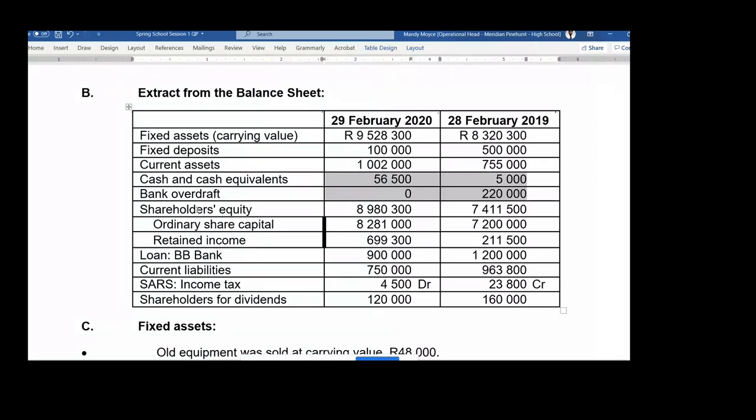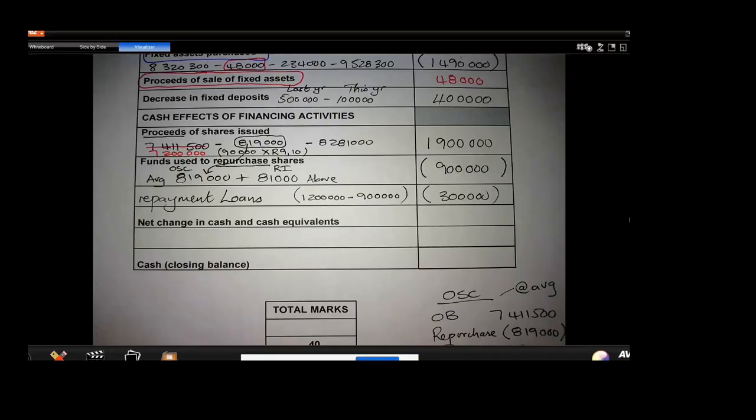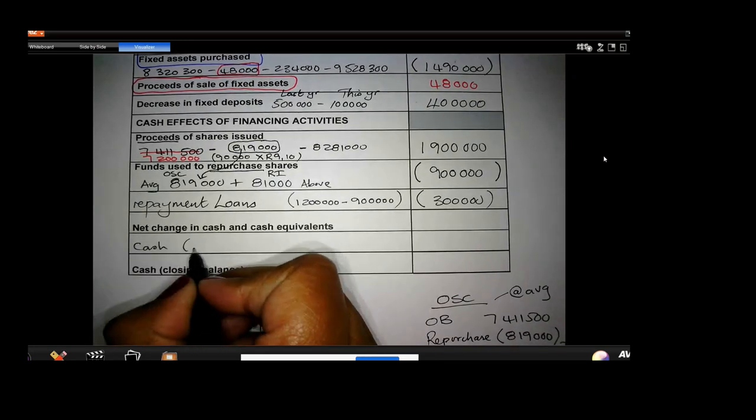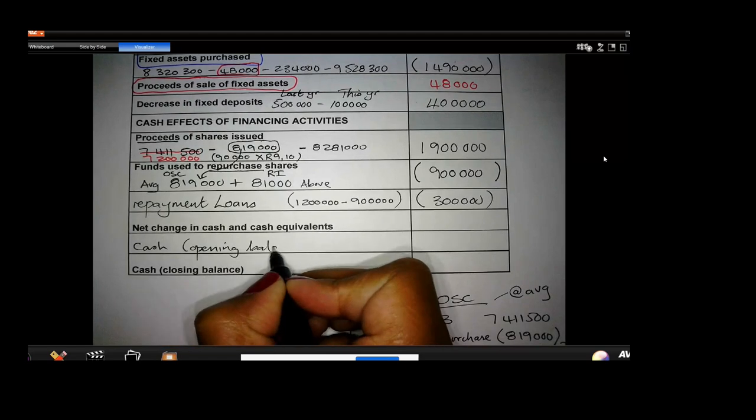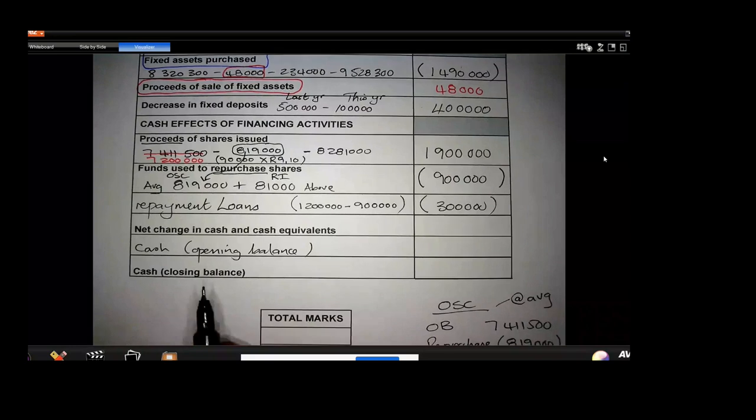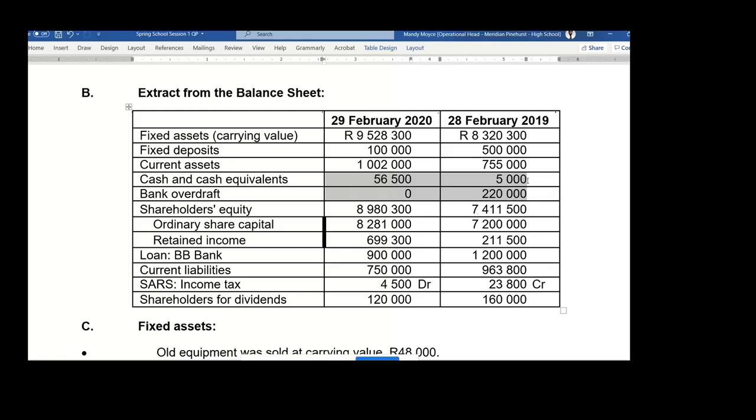Okay, my cash and cash equivalents. So now I have opening balance, cash and cash equivalents. This is where learners also become a bit confused. I have my cash opening balance and my cash closing balance. My opening balance is last year. I have 5,000, but I've got a bank overdraft of 220,000. So my opening balance is 220,000 minus 5,000, a net overdraft of 215,000 where I owe money. If it's a net overdraft, then it's going to be in brackets.